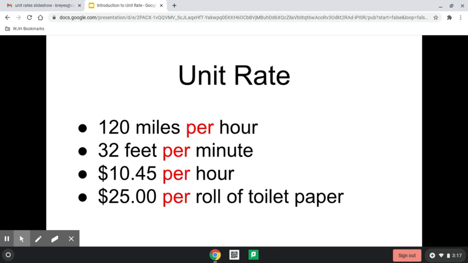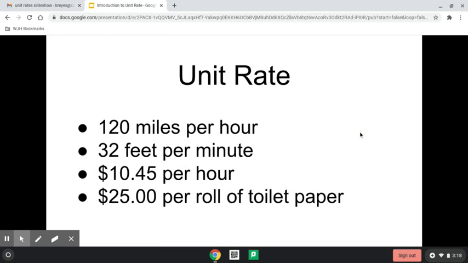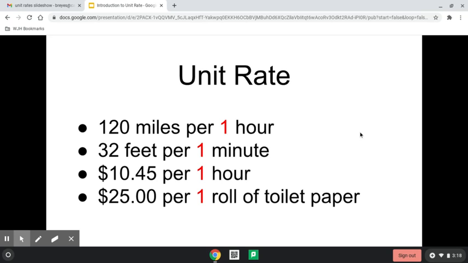So, whenever a rate has the word per, it is a unit rate, correct? Nope. What matters more than the word per is the fact that the second number is always 1. 120 miles per 1 hour, 320 feet per 1 minute, and so on.